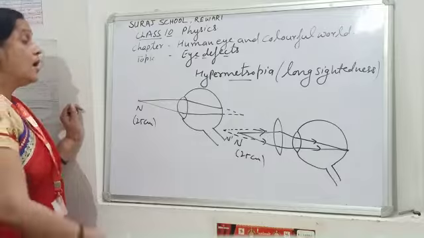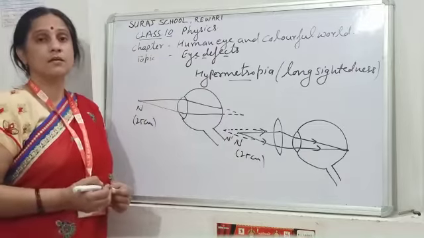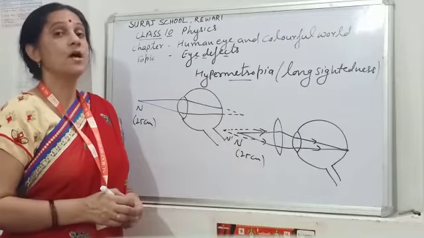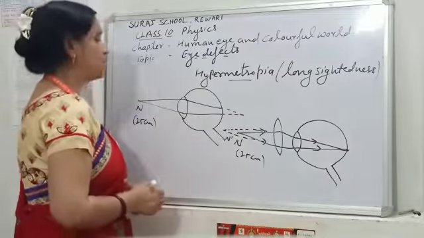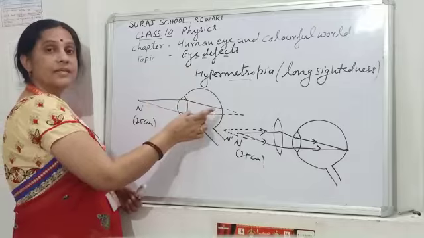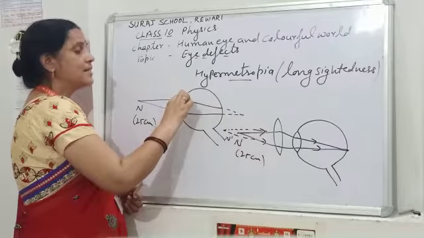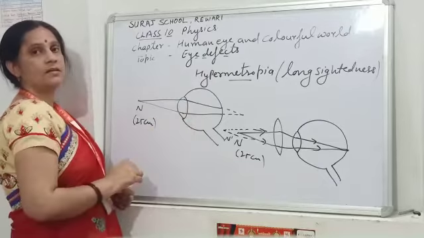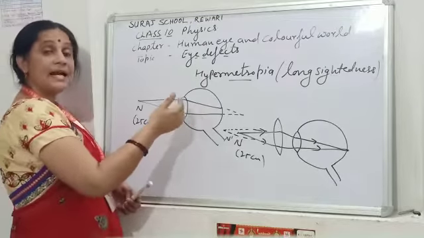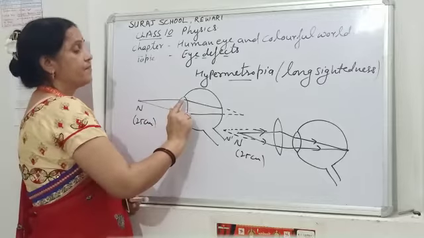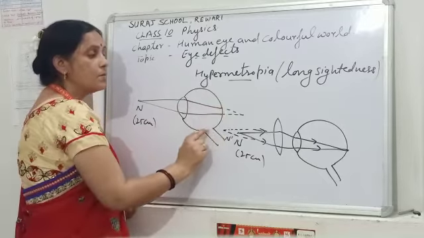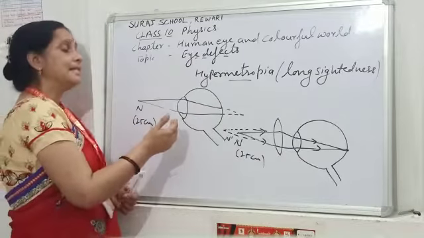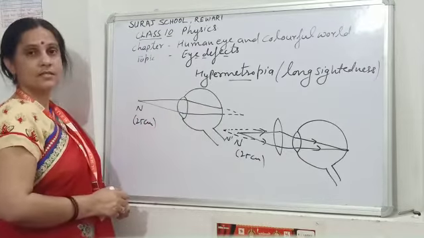Now, how does a person suffer from hypermetropia, means the causes of hypermetropia. Why does a person suffer from hypermetropia? Look at this diagram, if the focal length of the eye lens increases, then this defect arises. And the second reason is, if the size of the eyeball becomes smaller, becomes shorter, then this defect also arises.